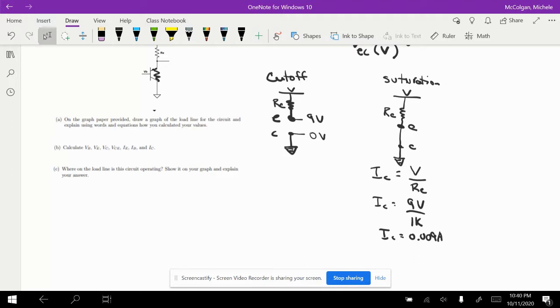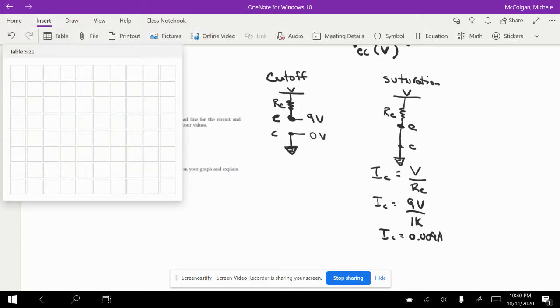Okay, so let's start calculating our values here in B. So we've completed A, and so we're moving on to B. So let's see, the first thing I want to do is insert a table. I think that's what I want. So let's see.